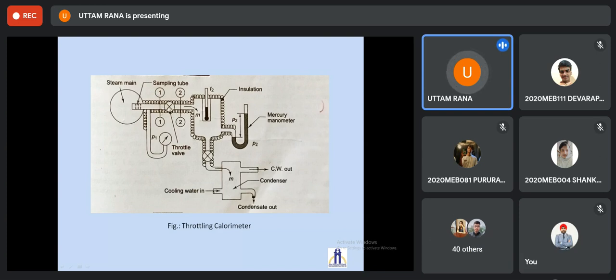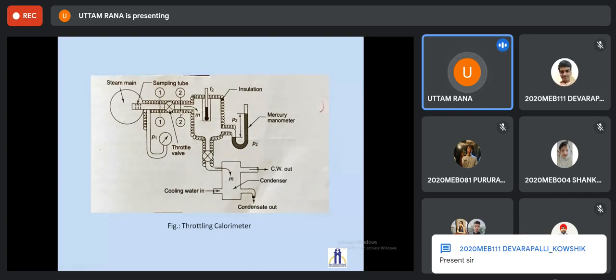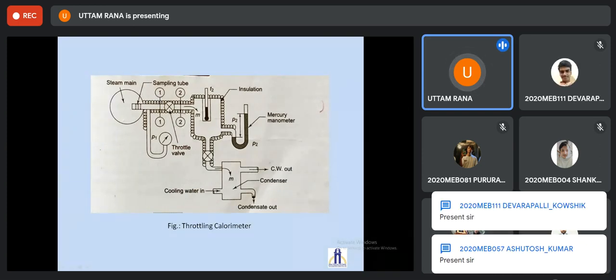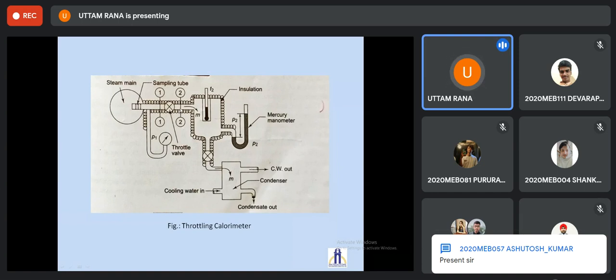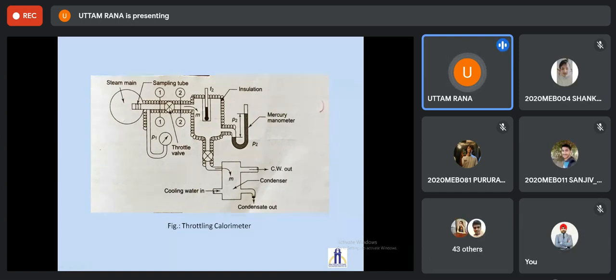During the throttling process, the steam sample goes from state 1 to state 2. So at state 2, after the throttling, what property will remain the same? Enthalpy. So H1 should be equal to H2. Now throttling should be done in such a way that state 2 is in the superheated state, and it is not very close to the saturated state. Sufficient superheating is required in order to accurately determine the quality of the steam. So state 2 is basically a superheated state.